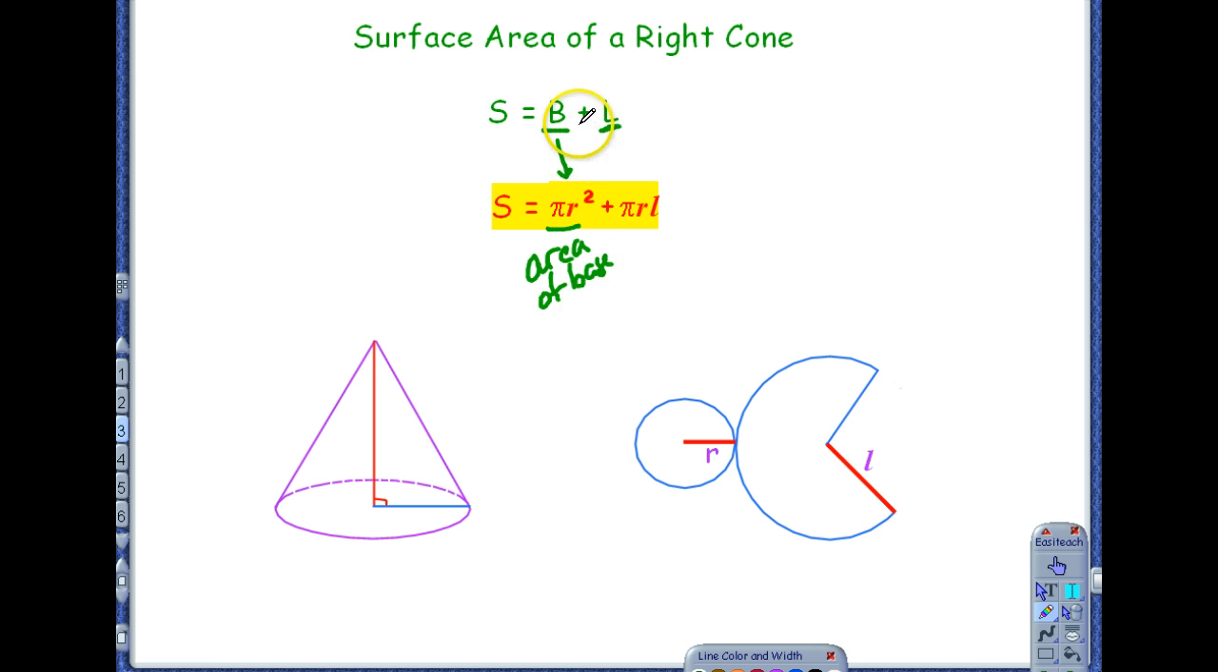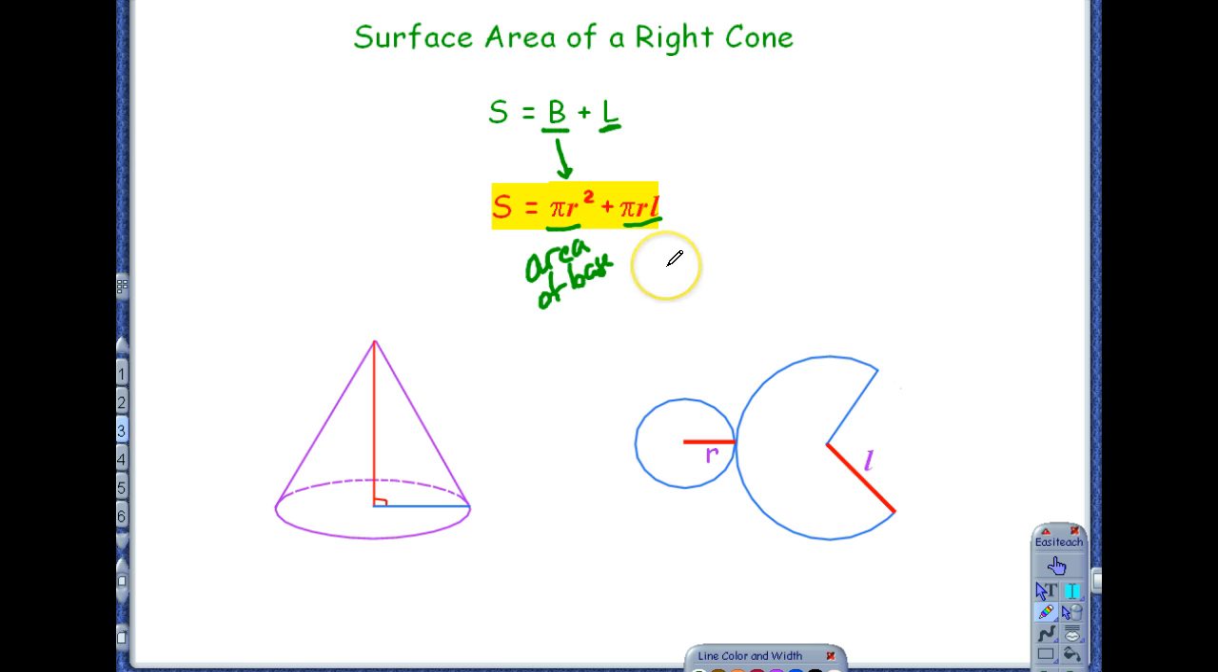Exactly. So guys, here's another formula we're going to add to our list. It's something else we have to remember, but if you really break it up, the area of the base is a circle, pi r squared. That's easy, so hopefully one we know. Now, the lateral area, we actually use pi r l.